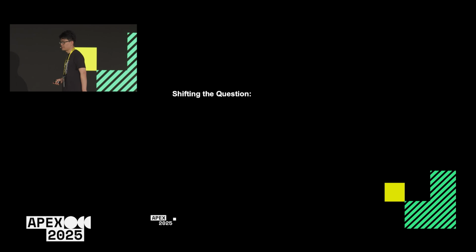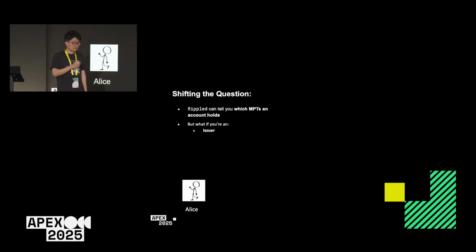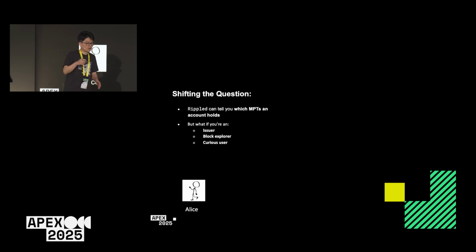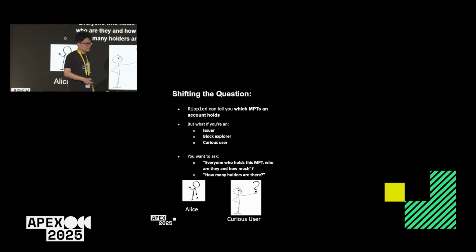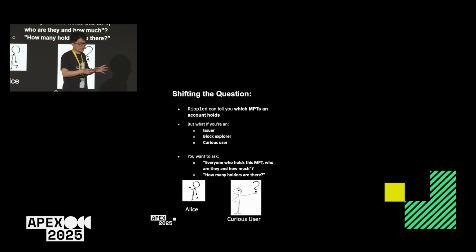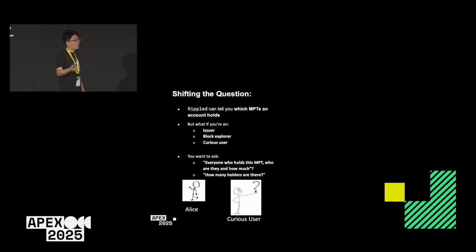OK, that's good and all, but there are a few problems, actually. Let's shift the question. RippleD can tell you which MPT an account holds, right? But what if you're an issuer, like Alice, or you're a block explorer or a curious user, which I didn't bother naming, he's just a curious user. You want to ask, everyone who holds this particular MPT, who are they and how much do they hold? Or you want to ask just how many holders are out there of this particular multi-purpose token, right?